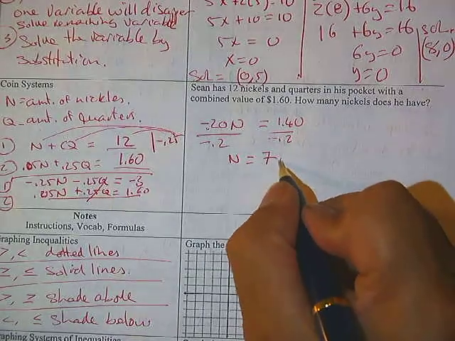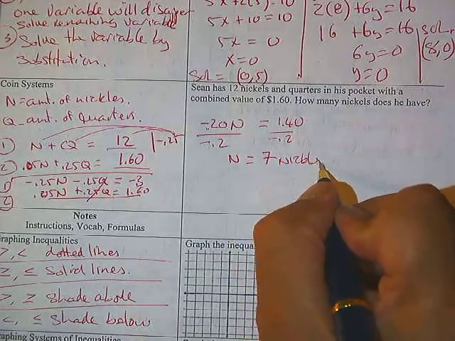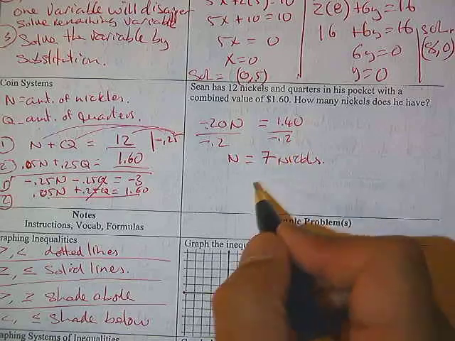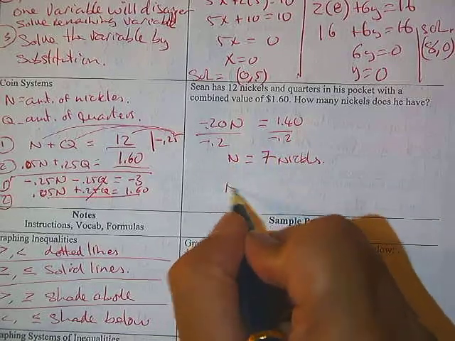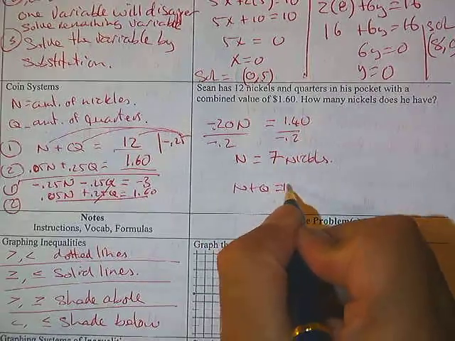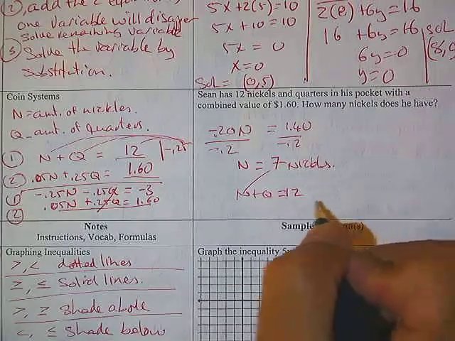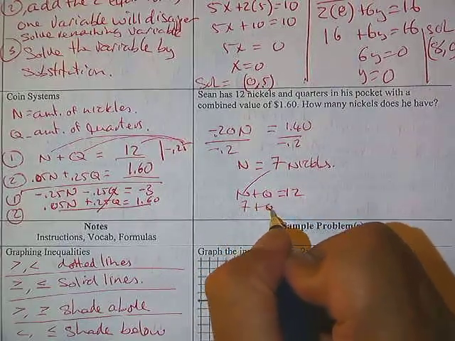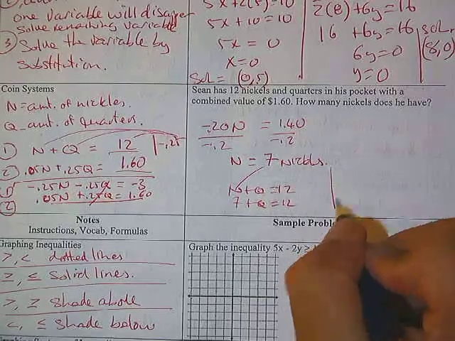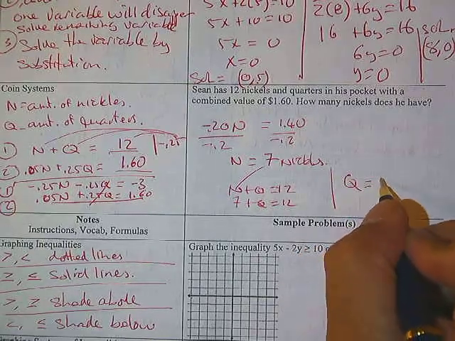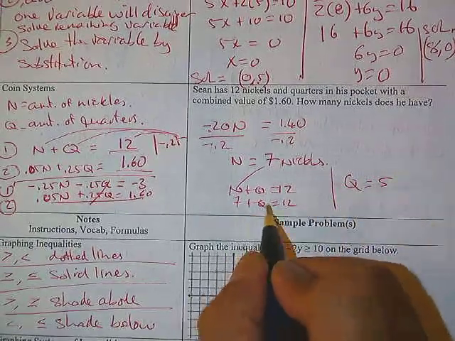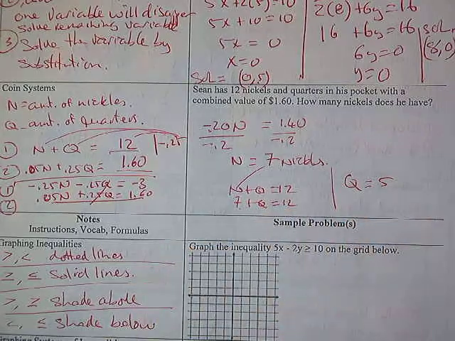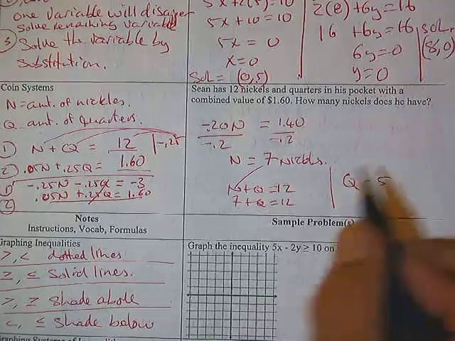So what goes away? The q goes away. And you're left with negative 0.2n, and that's equal to negative $1.40. So if we divide both sides by negative 0.2, n is equal to, what is that, 7. So I think that means you have 7 nickels.